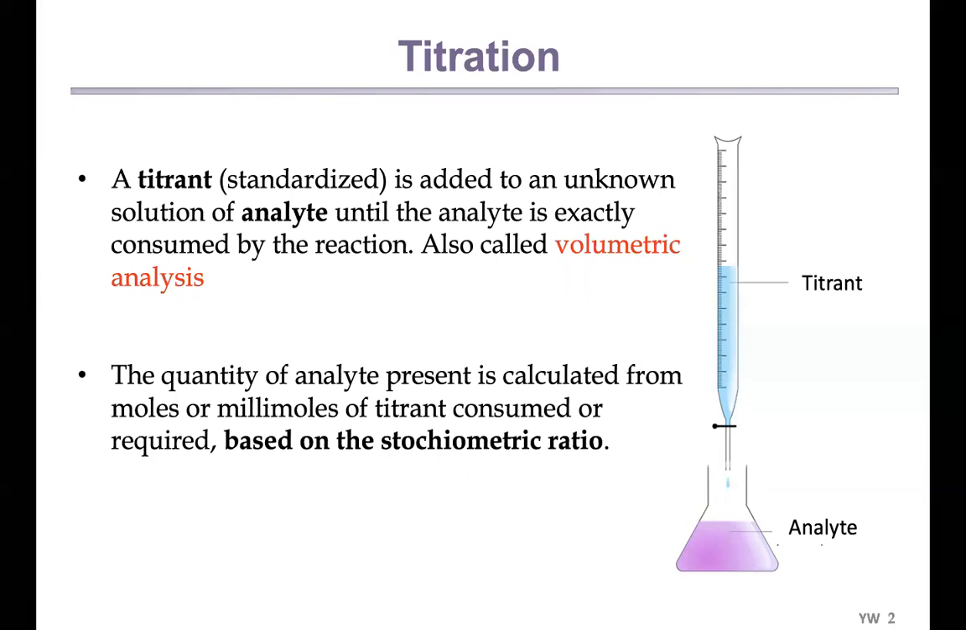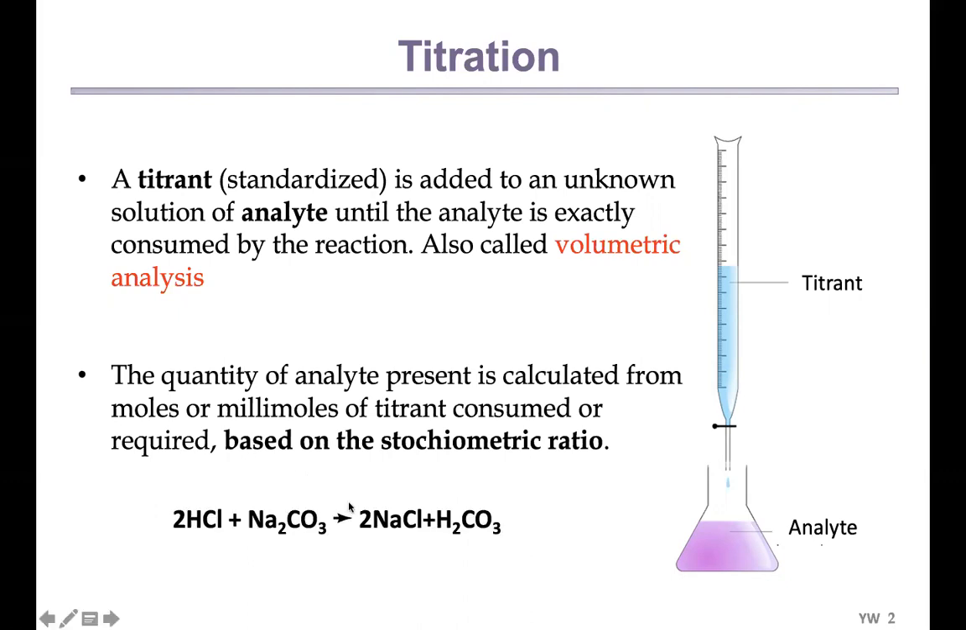But anyway, as long as you know the concentration of the titrant, by using the burette, you can tell how much volume of the titrant is needed for consuming all the analyte in the solution. And then based on the stoichiometric ratio, you can calculate the quantity of analyte present, right? So here the stoichiometric ratio is very important. It's not always a 1-to-1 ratio.